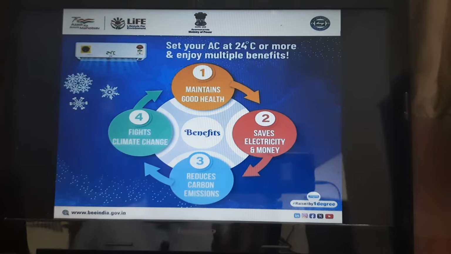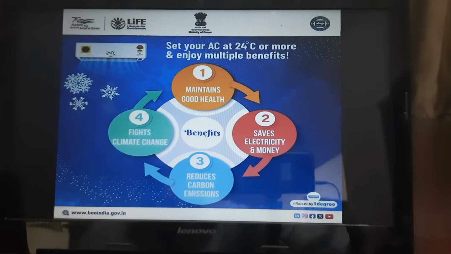You can enjoy multiple benefits of maintaining good health and saving electricity, a minimum of 1000 rupees monthly on your existing single AC. It also reduces carbon emissions for the country, for the nation, and it fights climate change as a whole towards the globe.